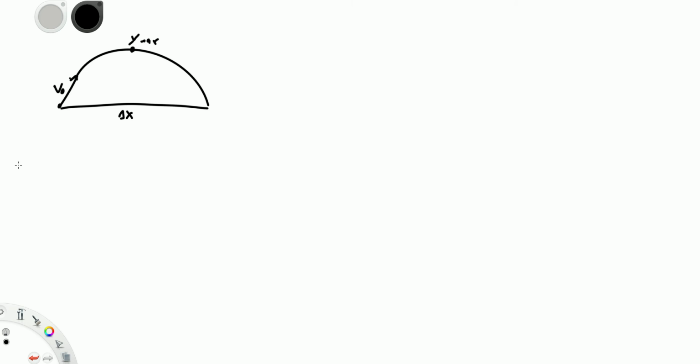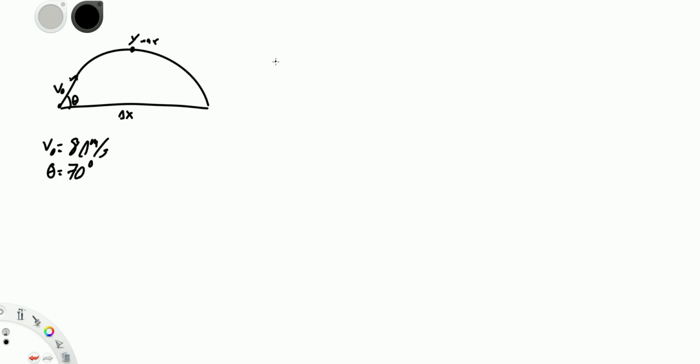Alright, so let's look at our givens. We know our initial velocity is 80 meters per second, and our angle theta is 70 degrees. Alright, so the first part is simply asking what are the components, x and y, of the initial velocity.